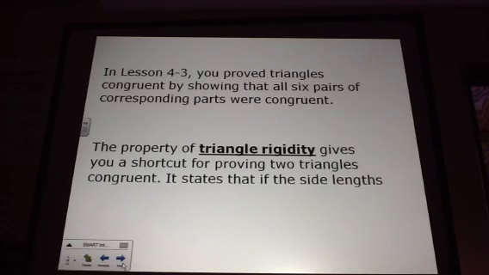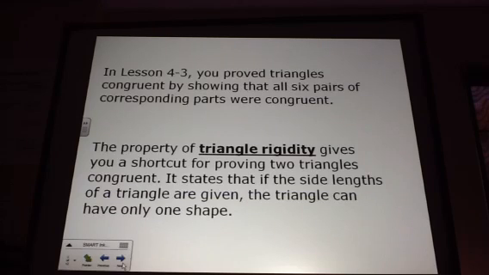In lesson 4-3, you prove triangles congruent by showing that all 6 pairs of corresponding parts were congruent. The property of triangle rigidity gives you a shortcut for proving 2 triangles congruent. It states that if the side lengths of a triangle are given, the triangle can only have one shape.